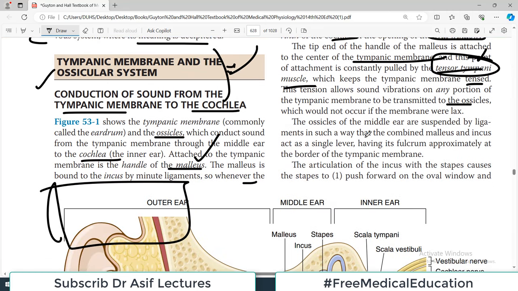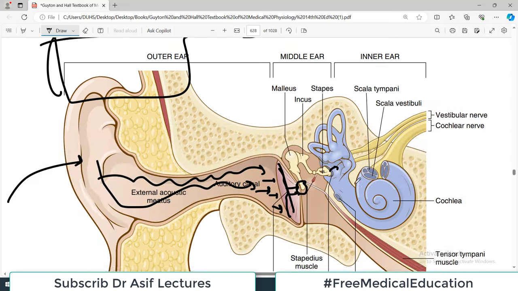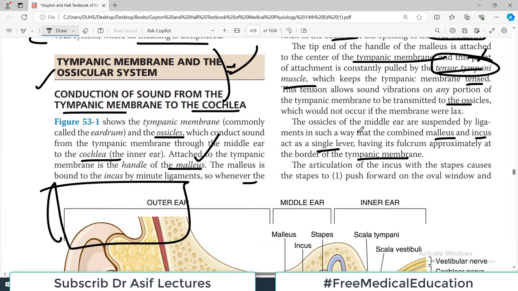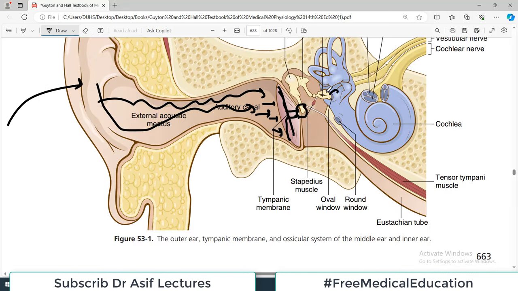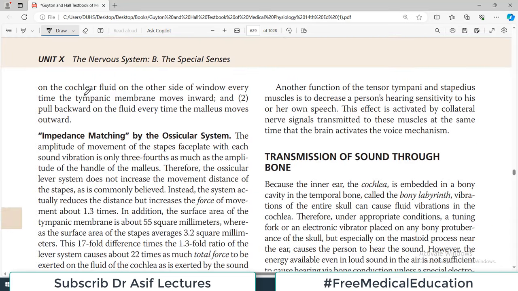Okay? The ossicles of the middle ear are suspended by ligaments in such a way that the combined malleus and incus act as a single lever, having the fulcrum approximately at the border of the tympanic membrane. So they are all hanging with the ligaments as well. We kept the anatomy topic here. The articulation of the incus with the stapes causes the stapes to push forward on the oval window, on the cochlear fluid on the other side of the window, every time the tympanic membrane moves inward.